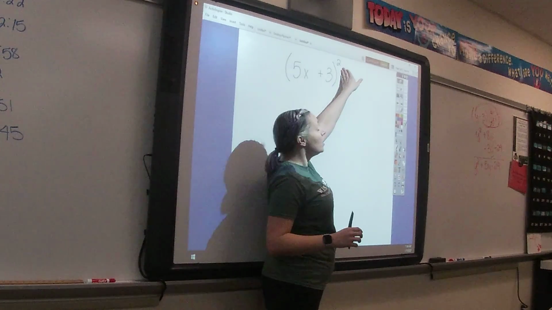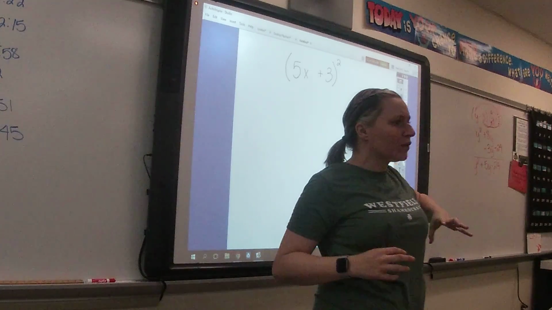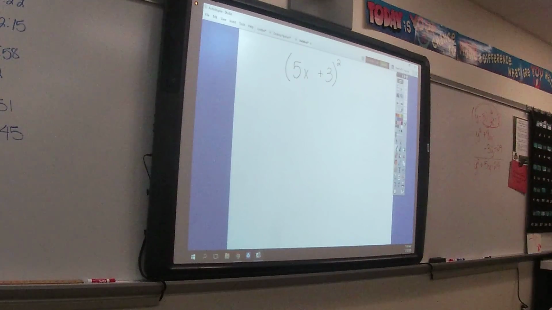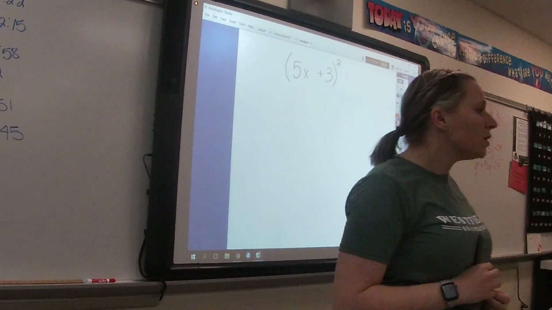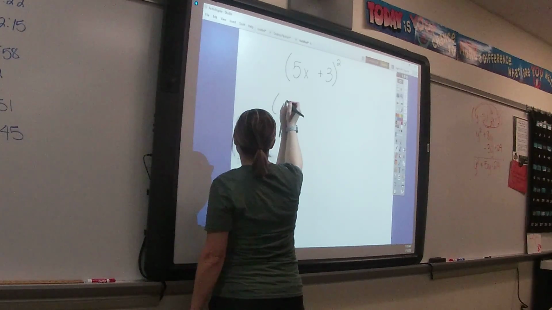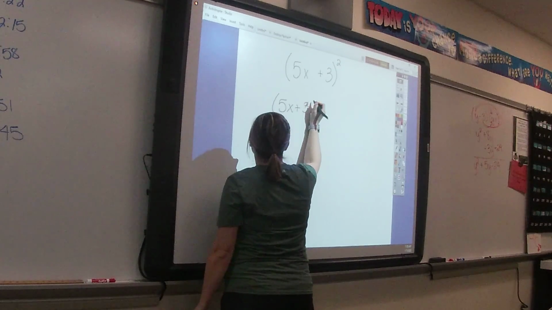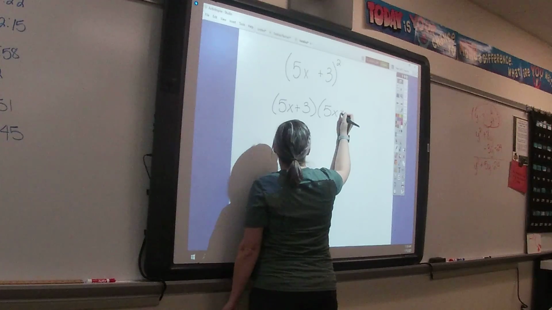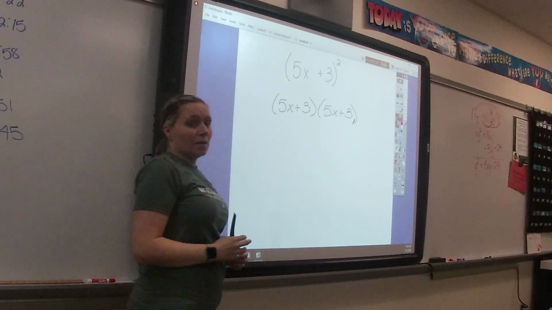Yeah, okay, so an exponent of 2 says to take, remember the fancy word for it is the base, and multiply it by itself the number of times of the exponent. So what do I need to multiply by itself? 5x plus 3 times 5x plus 3.